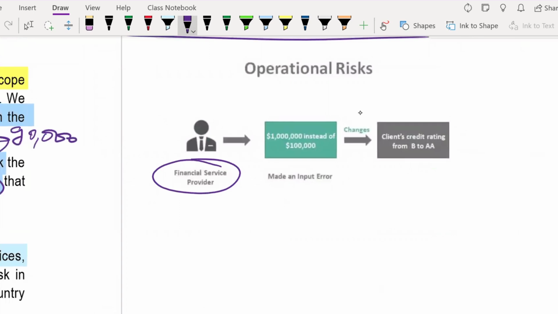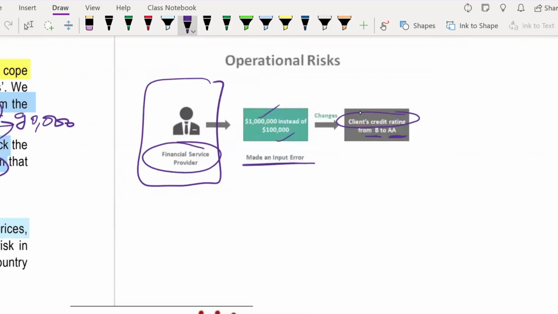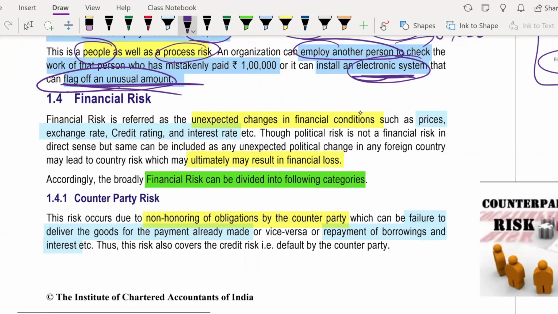Okay, what he did was he made an input error: instead of 10 lakh rupees, he put 1 lakh. So what happens due to this is the client's credit rating can change from B to A. From a bad credit rating to a good credit rating, it could change, which will change a lot of aspects about the company, because a lot of grants and a lot of loans are given on the basis of this credit rating only. Okay, and because of this one person's error, the entire environment of the company at large can affect its decision. Okay, the decision of the company's environment can get affected. Correct. Yes. So that is operational risk. So that is your third risk.